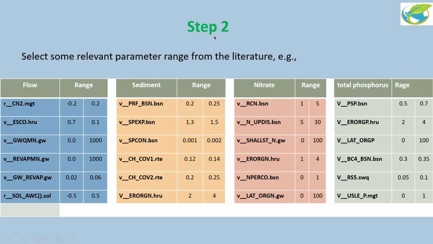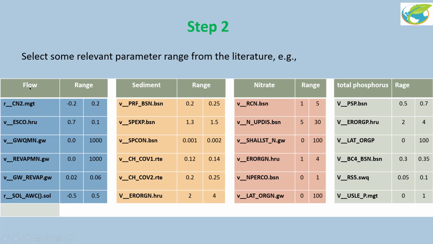In step two, you select some relevant parameter ranges from the literature. For example, for flow, these are the usual important parameters. So these are the ranges that you can initially use. For sediment, for nitrate, for total phosphorus, the same thing. You can use these parameters and these ranges.